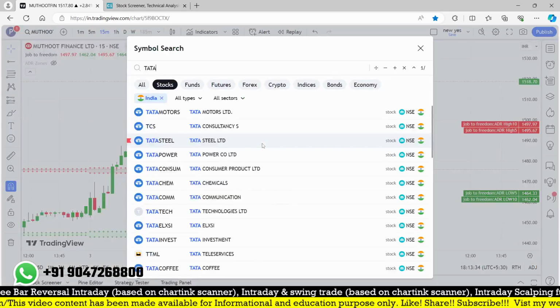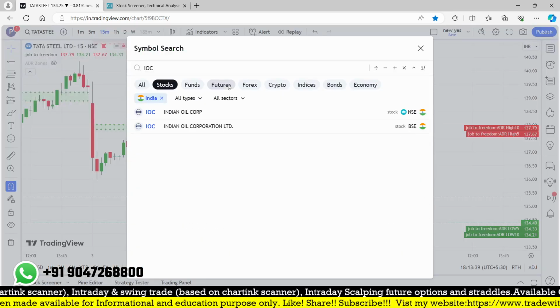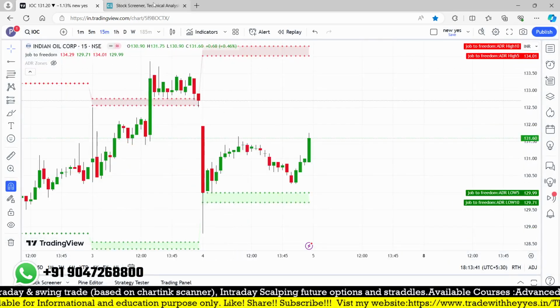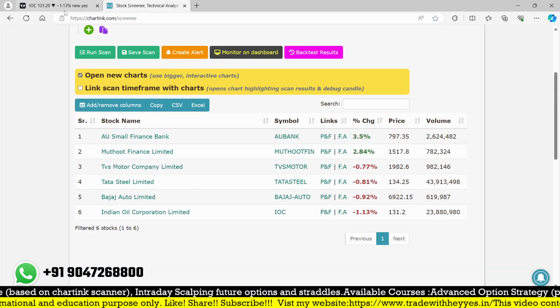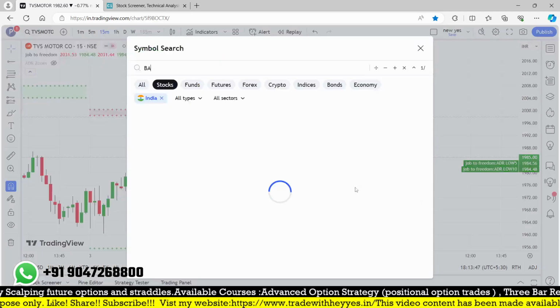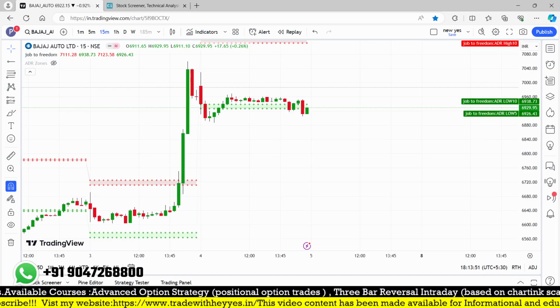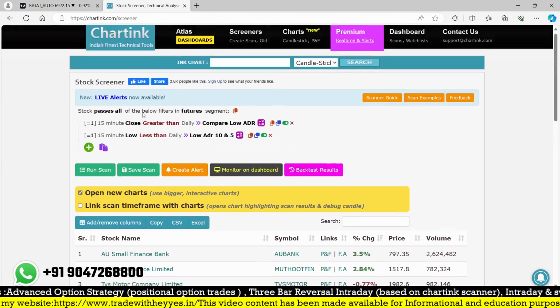Like Tata Steel, yeah, that is also negative. IOC is a negative candle in the first 15 minutes itself. I'm talking about TVS Motor, Bajaj Auto, all four. So let me check all the stocks. TVS Motor also negative, and Bajaj Auto also a negative candle. Simply ignore these. So we should use simple conditions to filter them out.